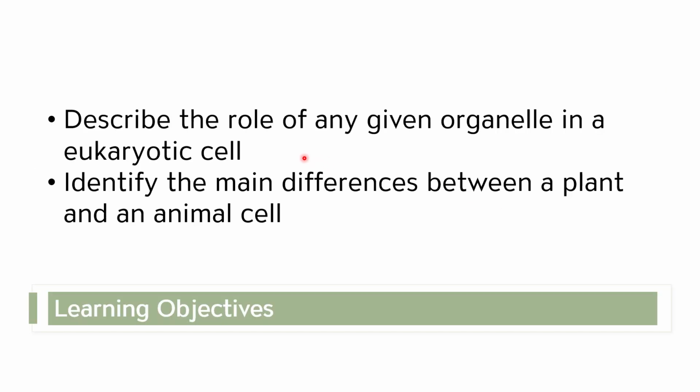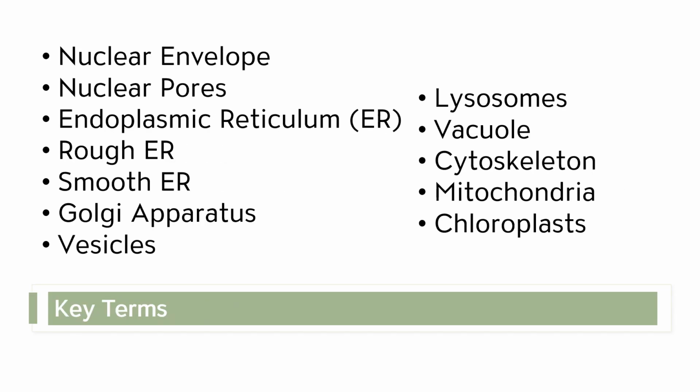So be able to give me the role, the job of the organelle, and then be able to tell the difference between a plant and an animal cell. There's a couple organelles that plants have that animals don't. So here are your key terms.